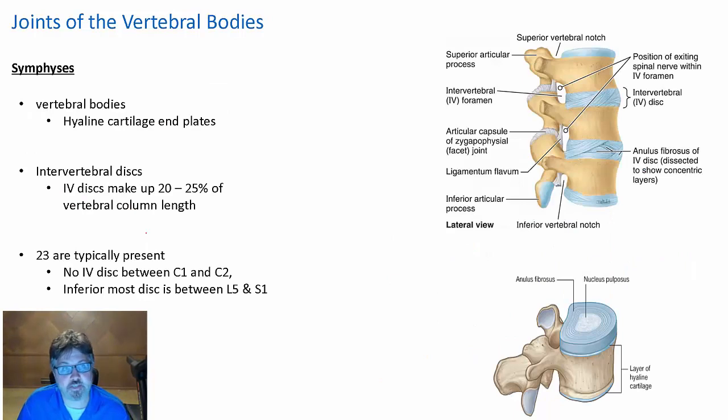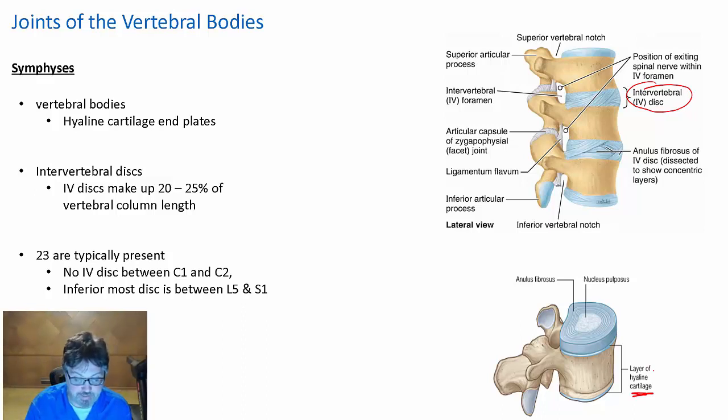So let's start with the symphysis joints, and of course these are the joints occurring between two vertebrae adjacent to each other. You should notice that between the bodies we of course have those intervertebral discs, and between the discs there is a layer of hyaline cartilage that is sitting right on top of that bone. So that whole thing is going to make up the intervertebral joint.